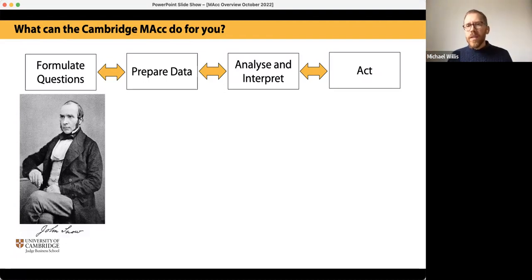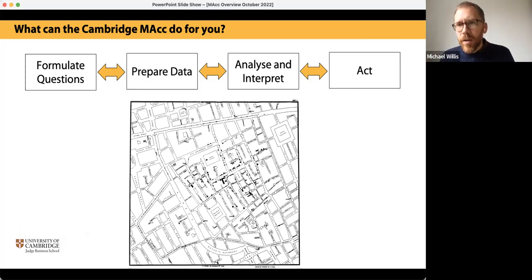Dr. Snow lived in London, in Soho, and at the time he was practicing medicine, there was a cholera outbreak in Soho, which was a deadly disease, and a number of people were dying in this area. At the time, people believed that cholera was spread through contaminated air. So if there was decaying organic matter, it would release bad air. People breathed it in, they got cholera. That was the belief. Dr. Snow wasn't convinced. So he wanted to get some data on cholera.